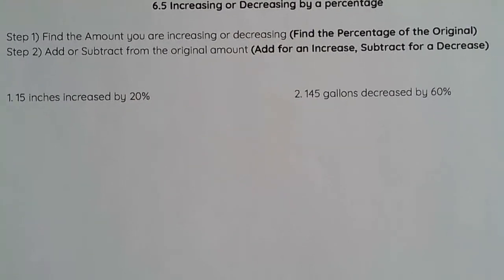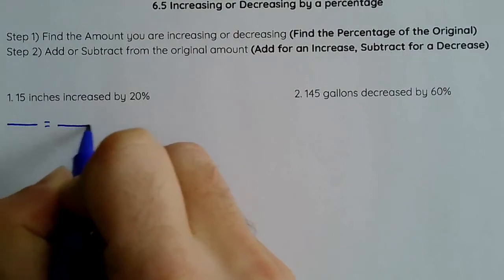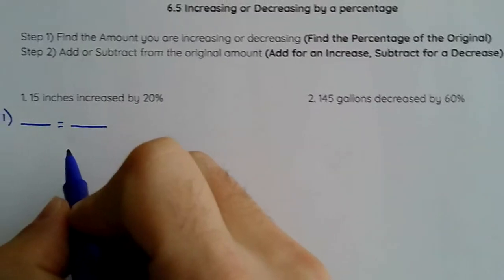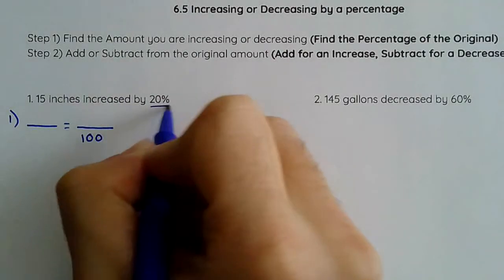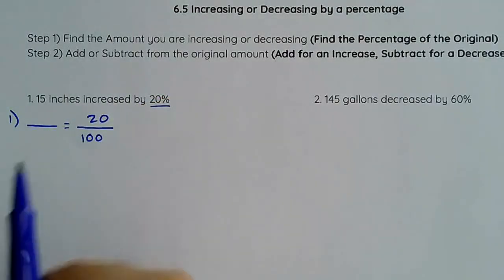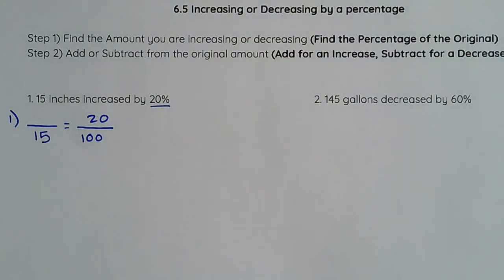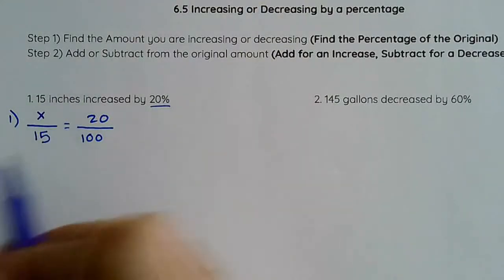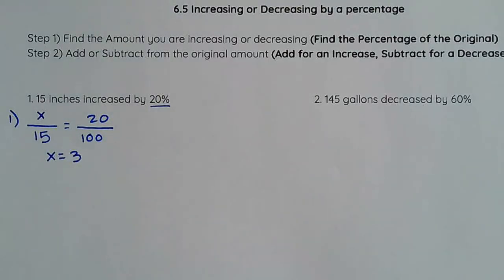So let's look at example one. 15 inches increased by 20%. So the first thing we're going to do is find the amount that we are increasing or decreasing. So we can do that in one of two ways. The first way we talked about is we can use our percent proportion. 100 always in the bottom right, 20%, and we're finding it of our original, so 15 inches. When we go ahead and solve that, we would cross multiply and divide. We would get x value of 3.